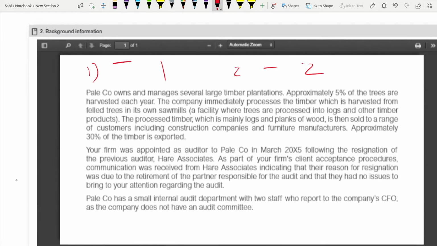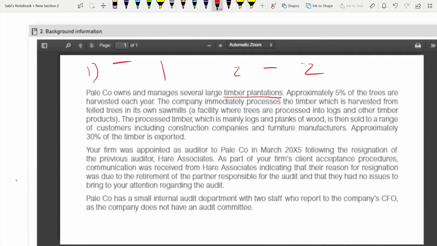Pale company owns and manages several large timber plantations. So the main thing, whenever in an audit you are given section A, you have to understand what is the main thing, which line the business is in. So here it is about timber plantations. So everything you write has to be based on this: the audit planning, the audit procedure, the audit risk, the business risk. Okay.